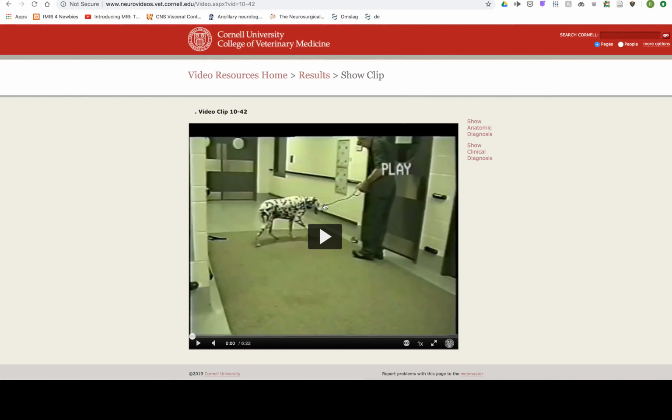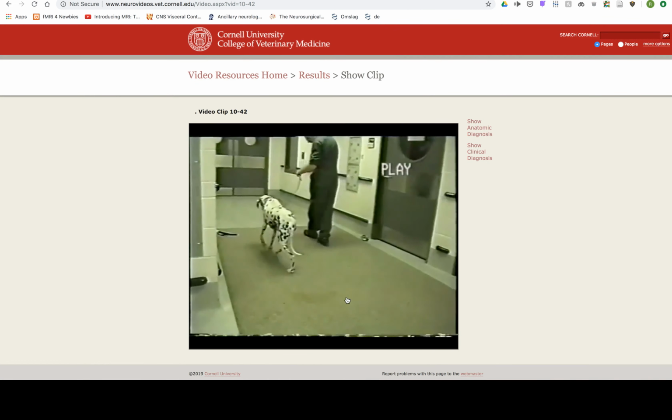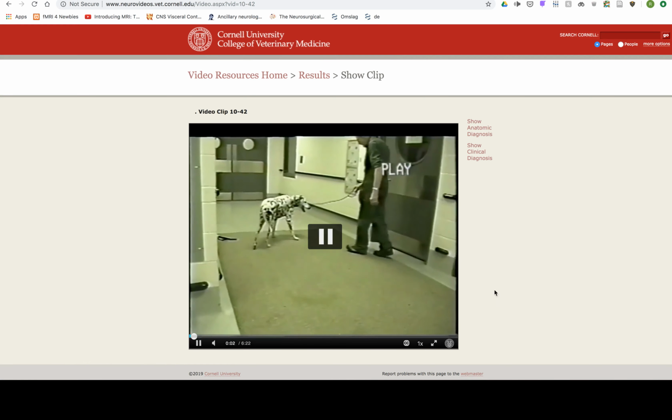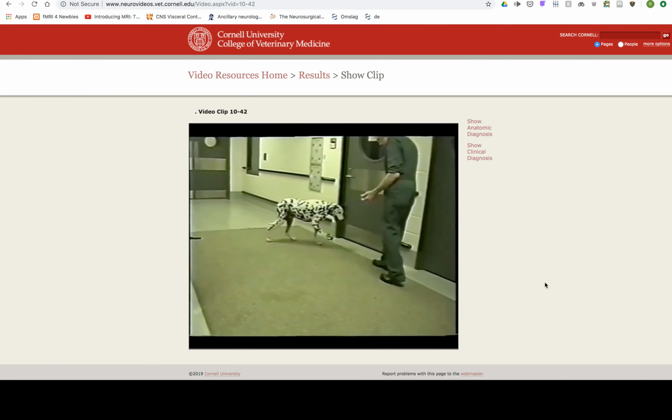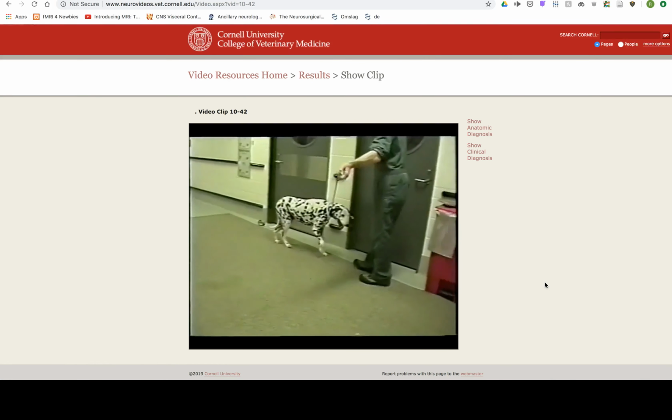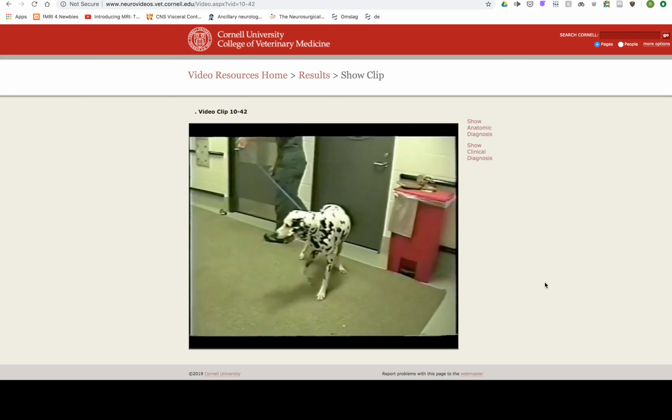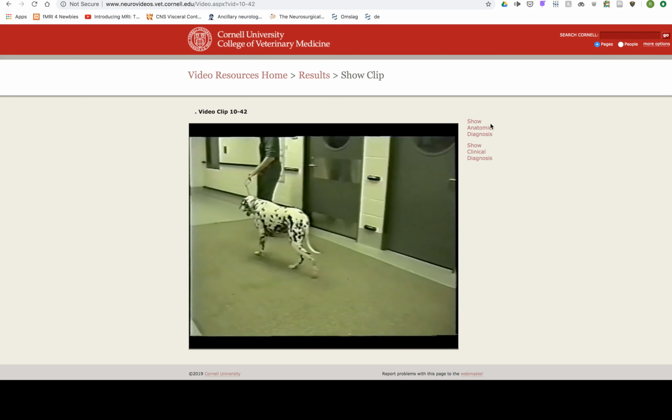Video 10-42 shows Hoosier, an 8-year-old castrated male Dalmatian with a history of 2 months of a progressive gait abnormality along with some discomfort when he gets up and down. Note that Hoosier exhibits a 2-engine type of gait similar to that seen in Hilda. However, his hopping responses in the thoracic limbs are normal. The anatomic diagnosis was cranial thoracic spinal cord segments.